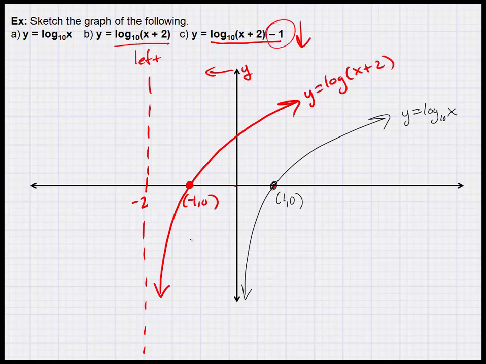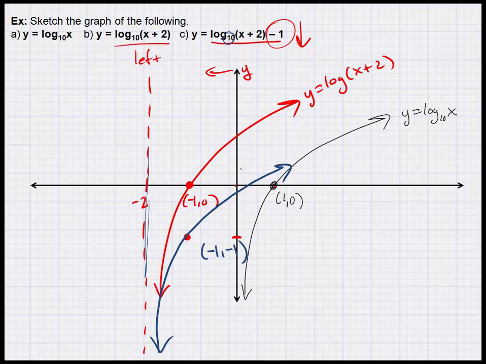So if this comes down 1 unit, this point would then be here. Let me change this color up a second. And I'm going to get this point, which would be negative 1, negative 1. And my graph should go through that one. It should look something like that. The vertical asymptote slides down 1 unit, but basically it's sliding down along itself, so it's still in the same location. So here are the 3 different graphs, how they all relate to one another, because they all have the same base. However, they're moved in different directions.